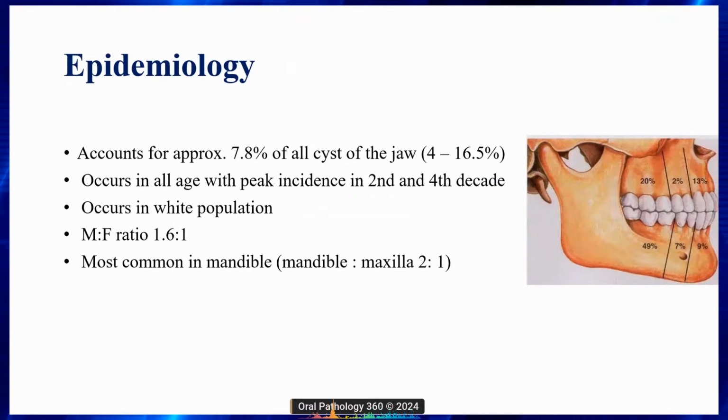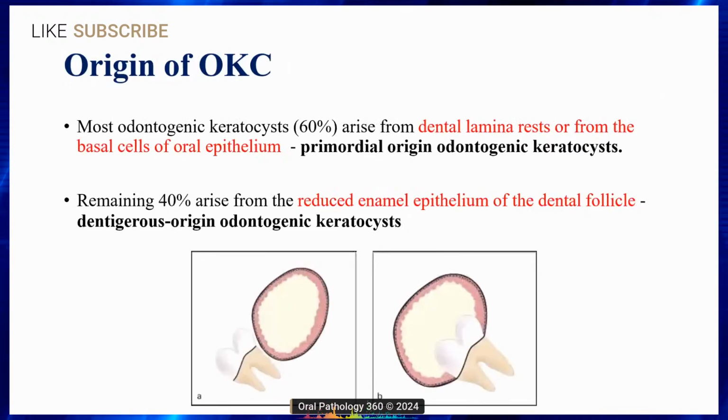It usually accounts for 7 to 8% of all the cysts of the jaws, occurring in all age groups with peak incidence in the second and fourth decades of life. It occurs mostly in the white population, and the male to female ratio is 1.6 to 1, most commonly affecting the mandible. That is, the ratio is 2 to 1 in comparison to the maxilla.